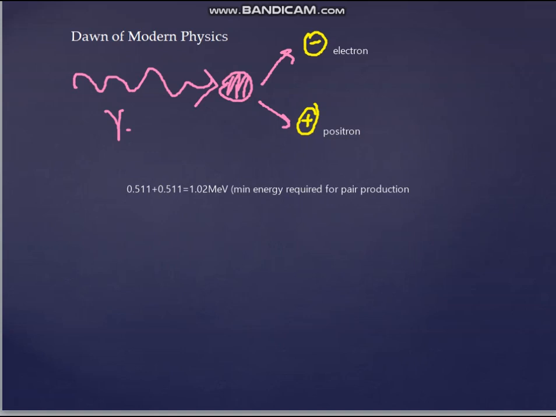Okay, now the last topic here, then we'll move to another chapter. The last thing is the annihilation of matter. Annihilation of matter is basically the reverse of pair production. In this process, the electron and the positron combine and form a gamma photon. Matter converts to energy, the reverse process of pair production.